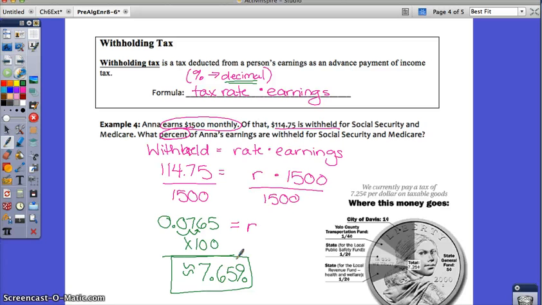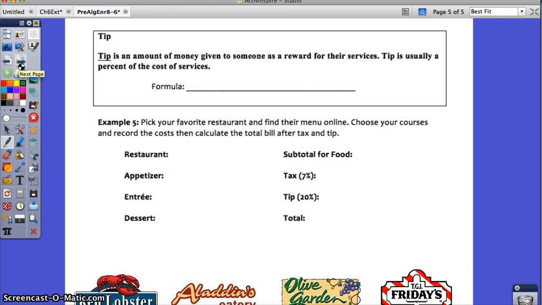Last example then deals with tip, and I actually don't even have an example to do with you. I want you to look up a restaurant of your own and do your own thing here. Tip is an amount of money given to someone as a reward for their services. It usually is a percent of the cost of services. So to find the tip, you're always going to find the tipping rate. Sometimes at restaurants, some people like to tip 20%, some people like to tip 18%. Everybody has maybe a little bit of a different tipping rate, and they're going to multiply that by the cost of services to figure out how much you should leave.